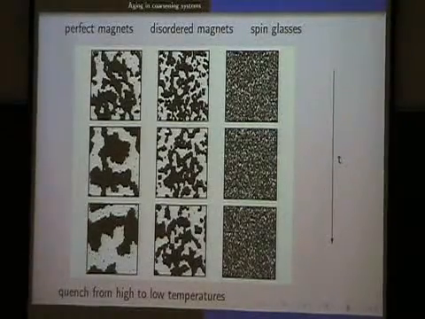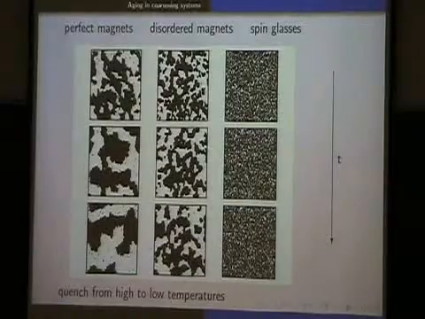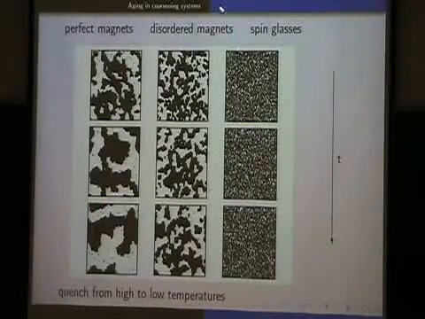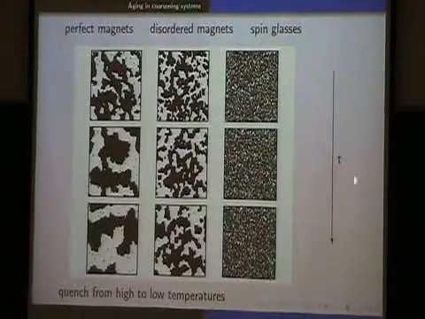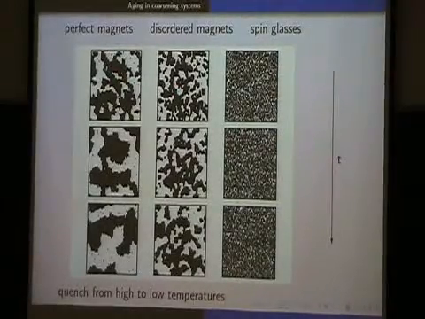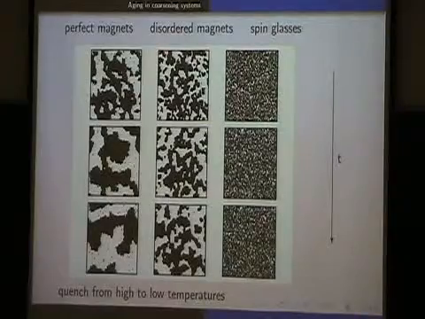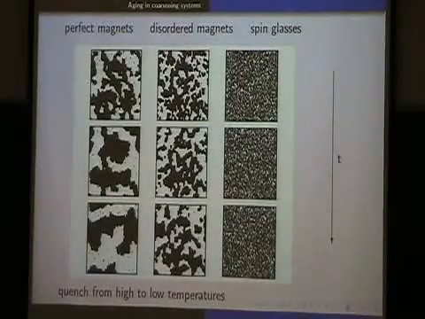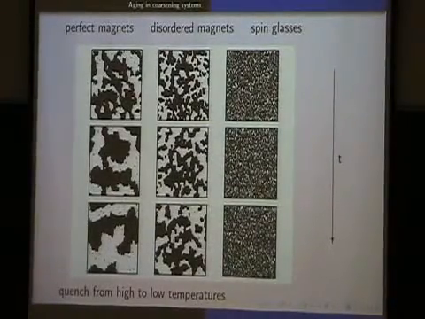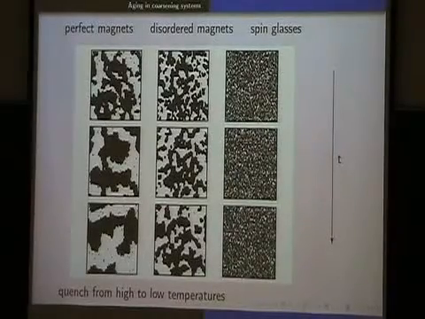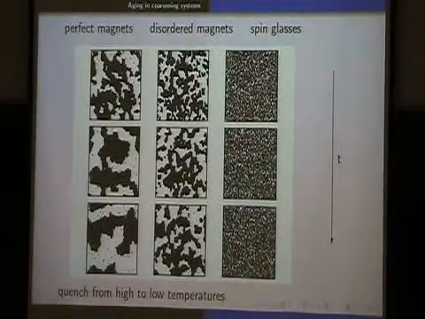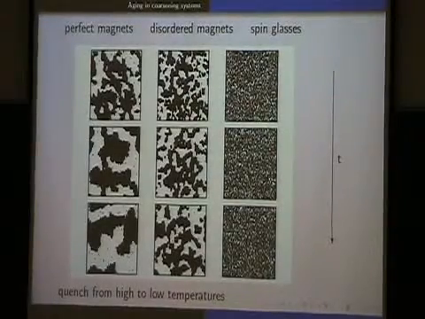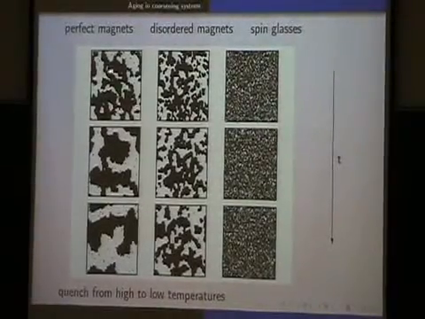I want to discuss these three different systems. A perfect magnet, a disordered magnet, a spin glass. And here is a time evolution. What I'm doing here, I'm preparing the system always, let's say, at very high temperatures, and then I'm quenching it down to low temperature, below or at the critical point. These are all below the critical point, and I measure how the system evolves as a function of time. And you see here the formation of domains.